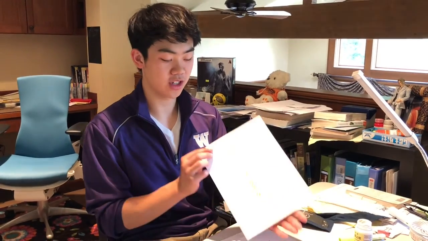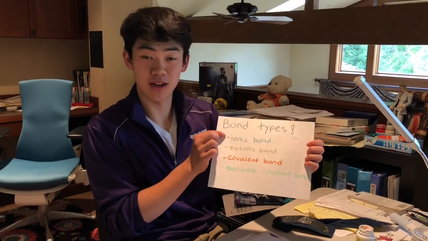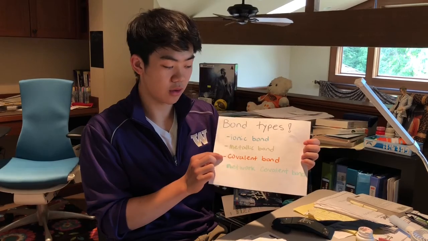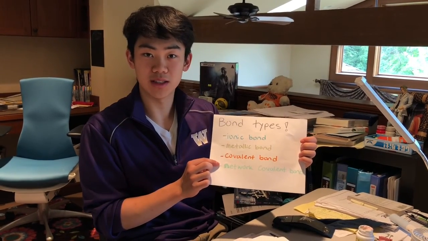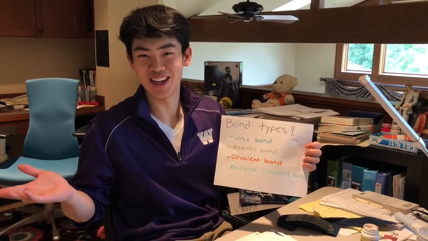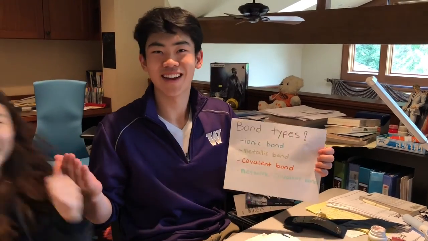Today, bond types, we're going to cover 4 different bonds. Ionic bonds, metallic bonds, covalent bonds, and network covalent bonds. My helpful assistants, Zeke and Joanna, are going to help explain them.